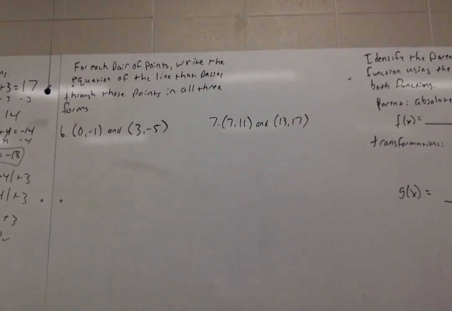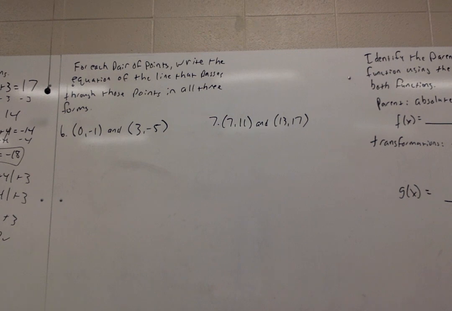Next, we're going to find equations of linear functions. There are 3 different forms. What are the 3 forms for linear equations? Standard form, point slope, and slope intercept. Good. Okay. So, for each pair of points that we see up here, we're going to write the equation of that line that passes through these points in all 3 forms. So you're going to be writing these in standard form, point slope form, and slope intercept form.